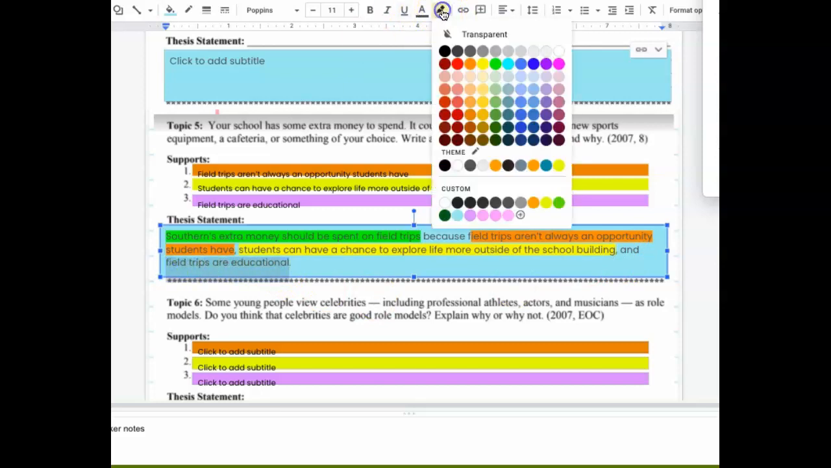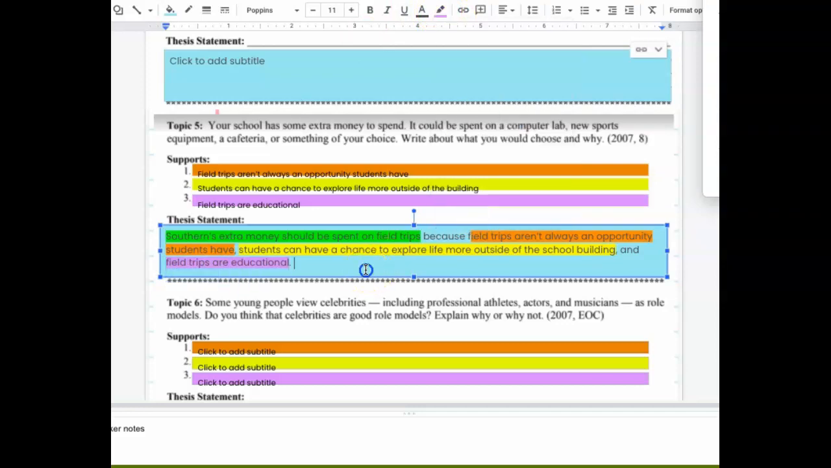So I developed a claim. Money should be spent on field trips. And then you came up with 3 supports for that claim. And then we wrote it together as our claim because 1, 2, and 3 thesis statement. Is this making more sense? Sim? I said, is this making more sense? Yeah. Okay. I'm going to stop this recording now.